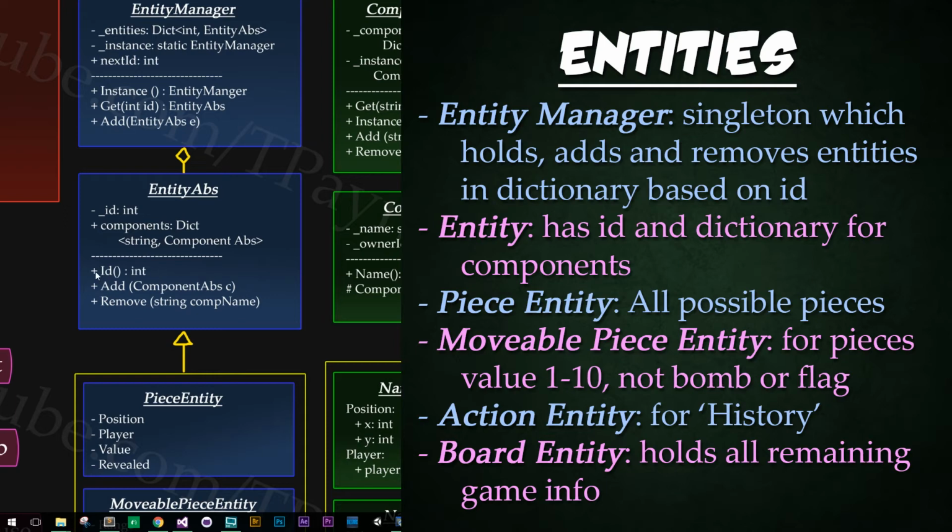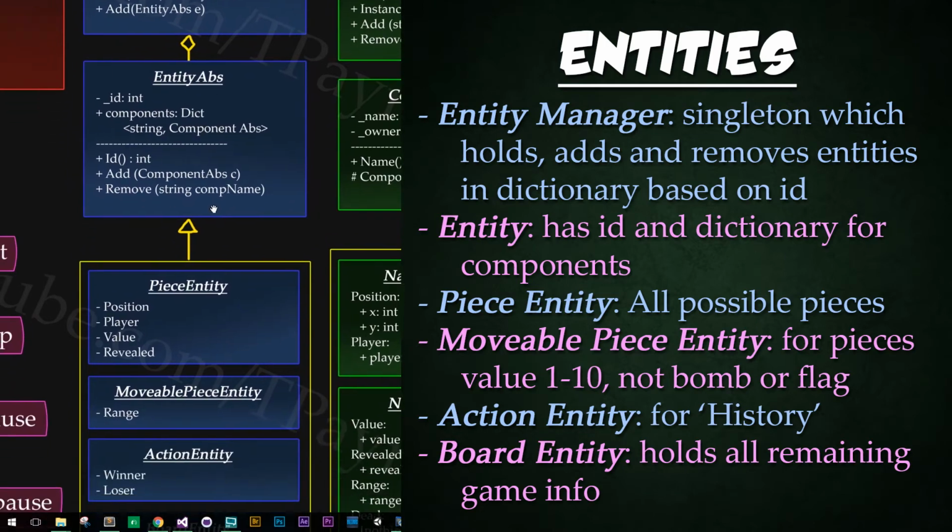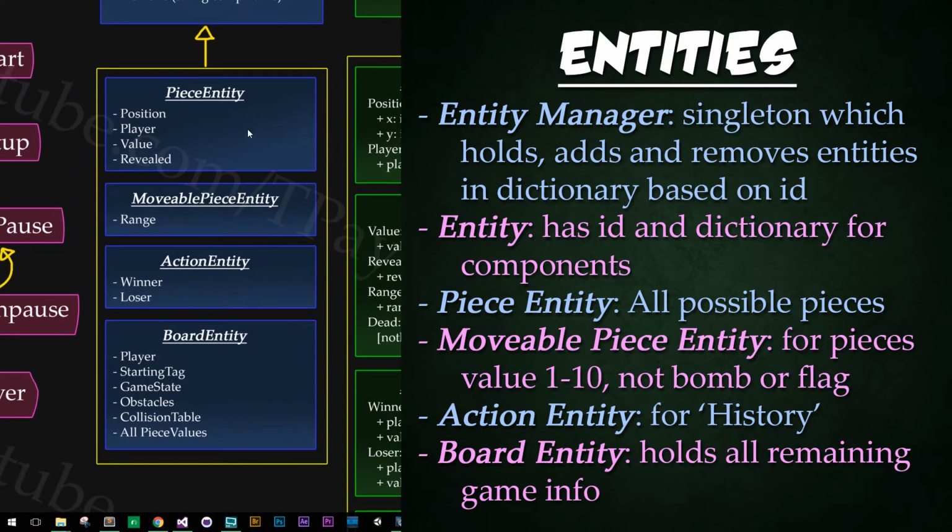So that way we can say, hey, give me the position, and then we can grab the position component. We have an easy way to grab the ID, and then we have add and remove components for that entity. Perfect. Next, let's look at the instances. Now, here's where stuff starts to get cool.